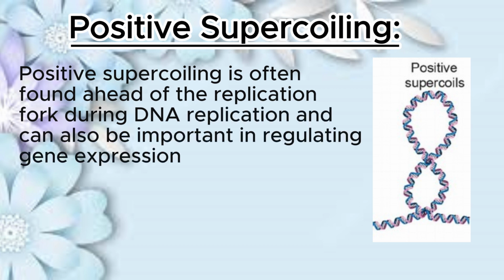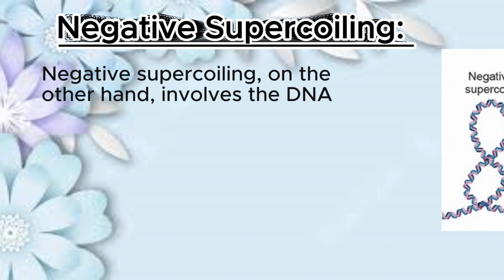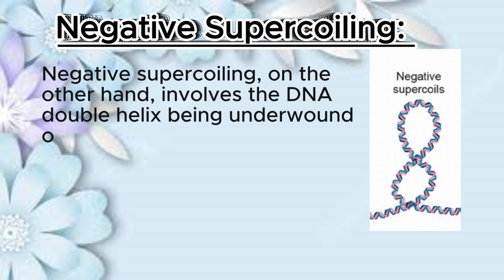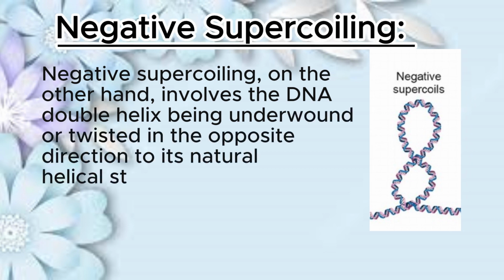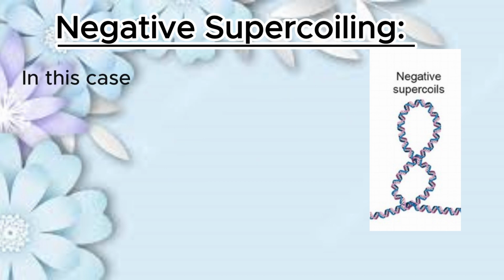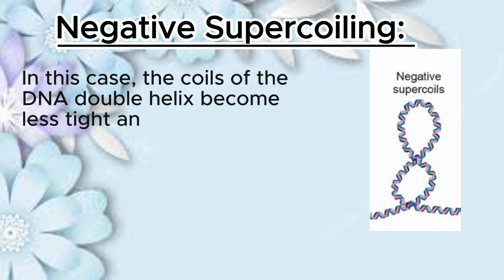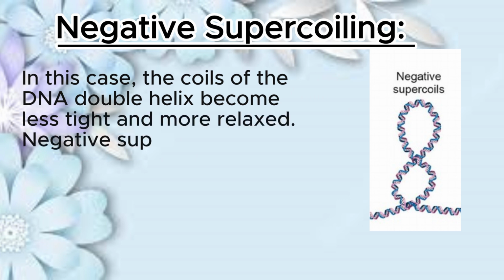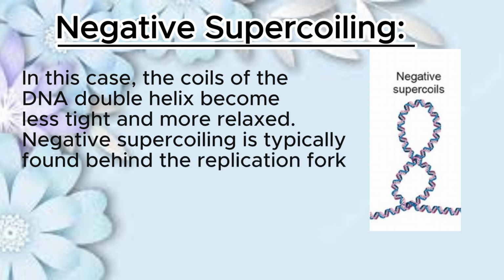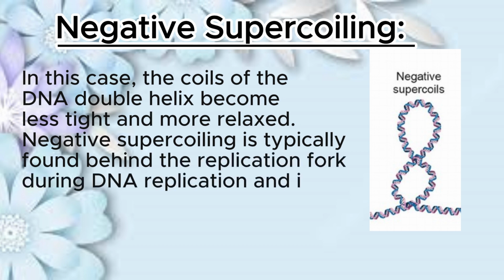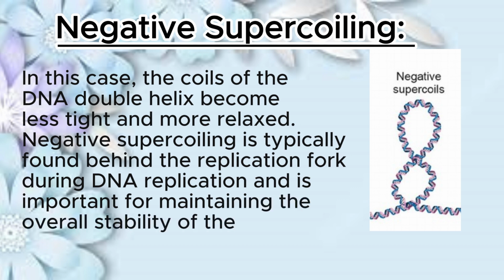Positive supercoiling is often found ahead of the replication fork during DNA replication and can also be important in regulating gene expression. Negative supercoiling, on the other hand, involves the DNA double helix being underwound or twisted in the opposite direction to its natural helical structure. In this case, the coils of the DNA double helix become less tight and more relaxed. Negative supercoiling is typically found behind the replication fork during DNA replication and is important for maintaining the overall stability of the DNA molecule.